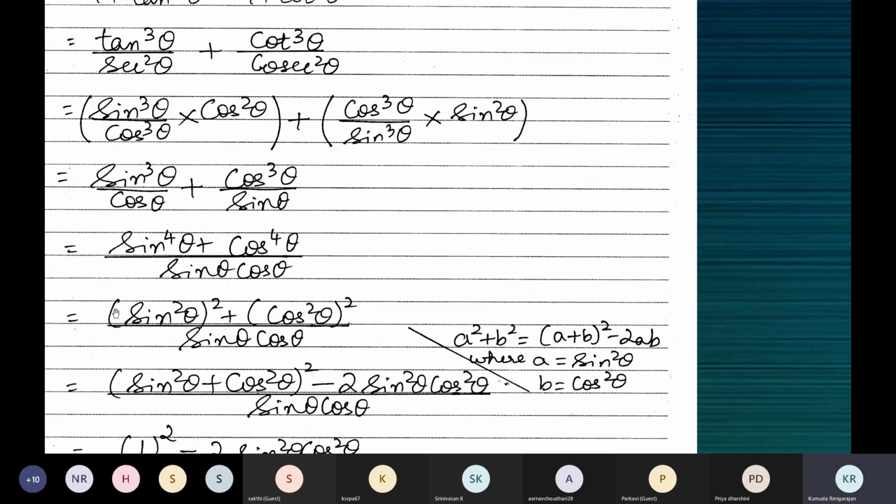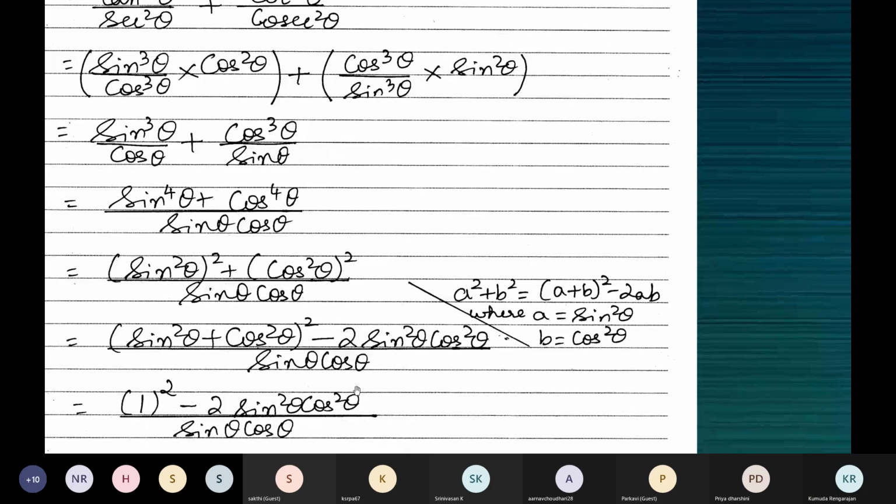So now look at this entire thing as a square plus this full thing is b square. A square plus b square is a plus b the whole square minus 2ab, where a is sin square theta and b is cos square theta. So a plus b the whole square minus 2ab. Now sin square theta plus cos square theta is 1. So 1 minus 2 sin square theta cos square theta, divided by this one.